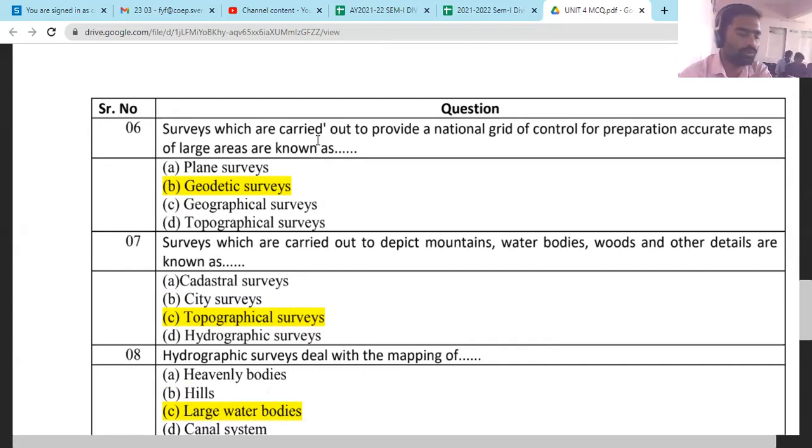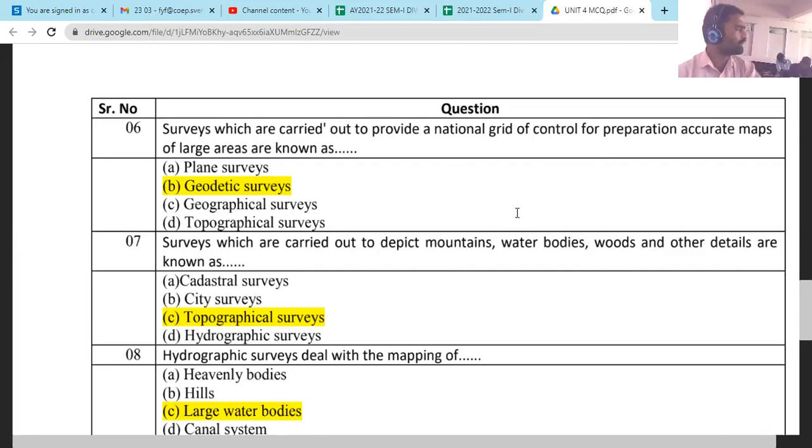Surveys which are carried out to provide a national grid of control for preparation of accurate maps of large areas are called geodetic survey.